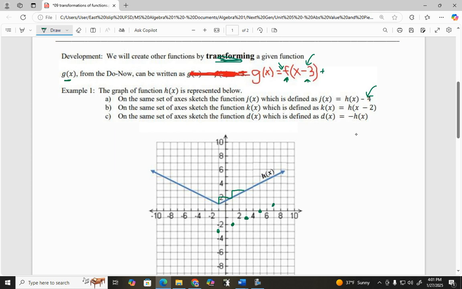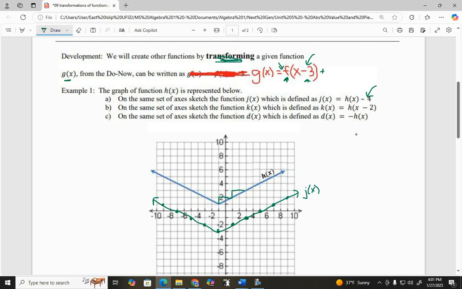So I'm really just trying to pay attention to the shifts and where the number is added. Inside parentheses are right-left shifts. Added outside parentheses are up-down shifts. Multiply is narrow or wide. So this would be j of x.